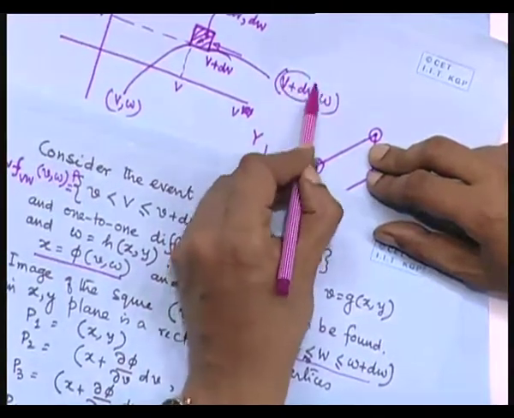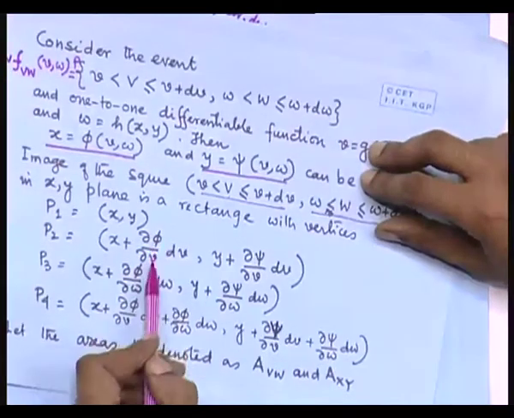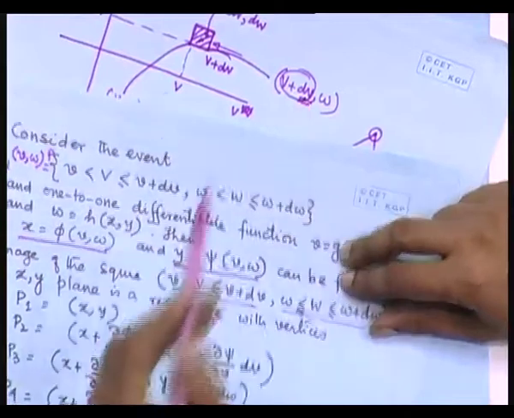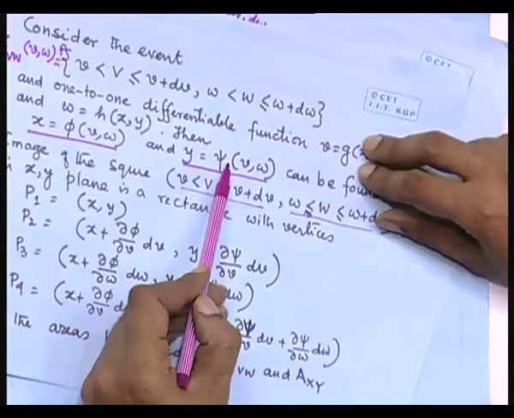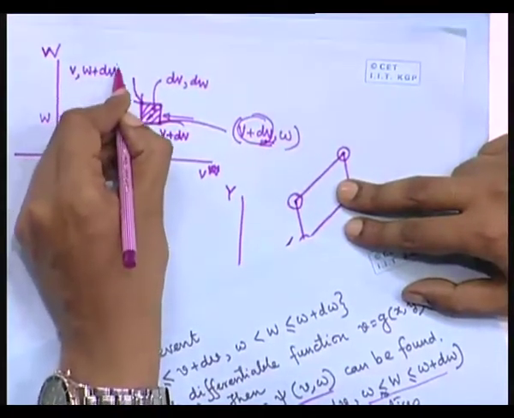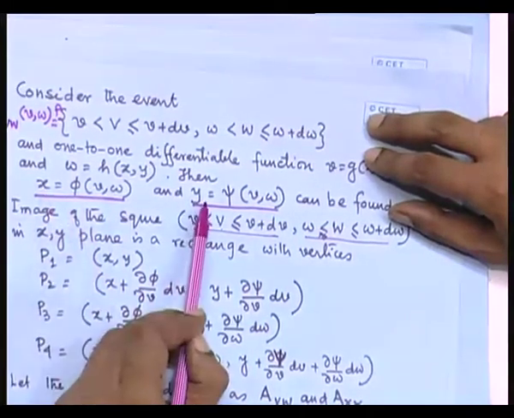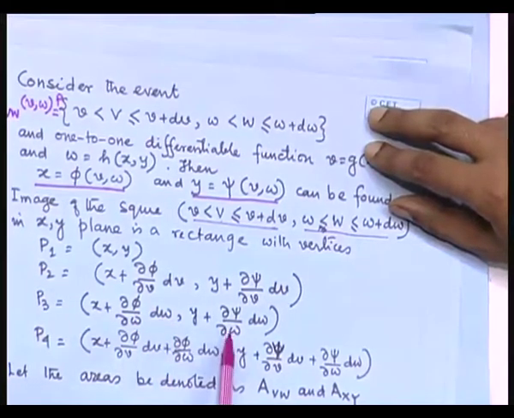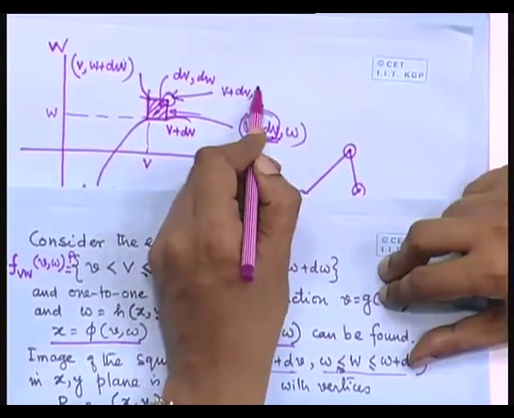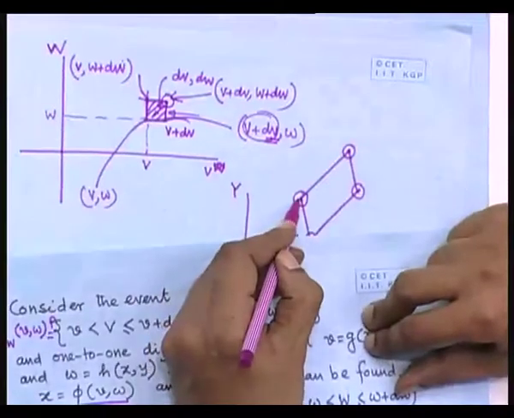Corresponding to this v plus dv, both x and y will change. By how much will x change because of this dv? x will change by del phi/del v into dv, because x is phi(v,w), right? By how much will y change because of this dv? That will be del psi/del v into dv, because y is defined by the psi function. Similarly, take this coordinate, (v, w plus dw). Now w is changing, so x and y change by del phi/del w into dw and del psi/del w into dw. Finally here you get both v plus dv and w plus dw, so both are changing and you add their corresponding changes. So now you have the four coordinate points on the xy plane.